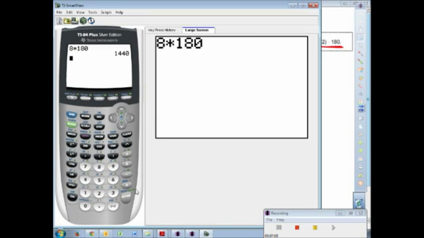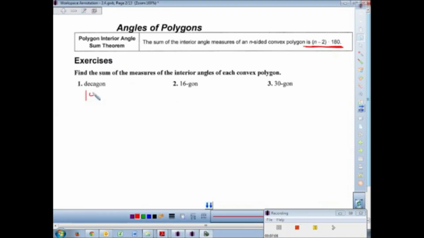And what do you get? 1440. There is 1,440 degrees inside of any convex decagon. Make sure you put degrees, though. You with me? 16-gon. How many sides does a 16-gon have? Pretty sure it's got 16.